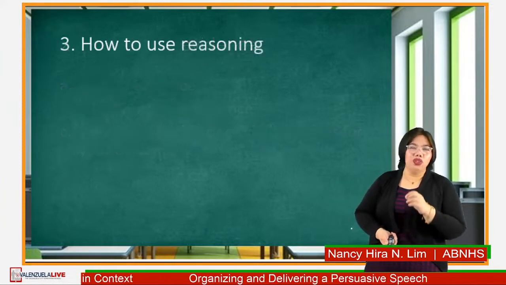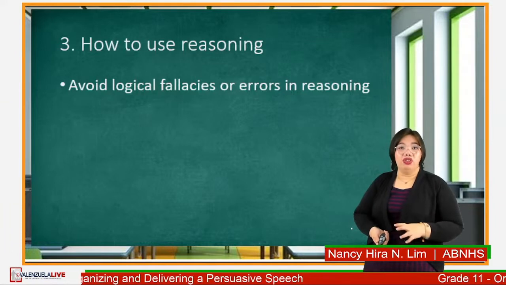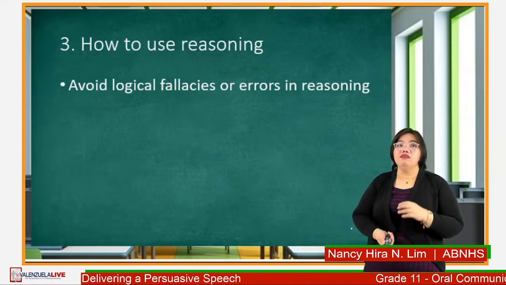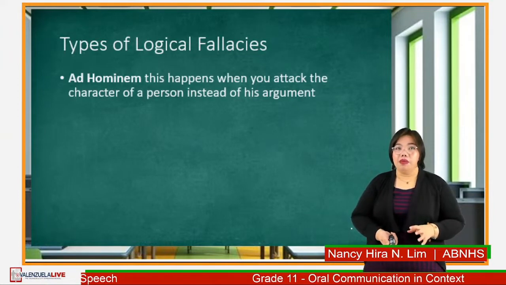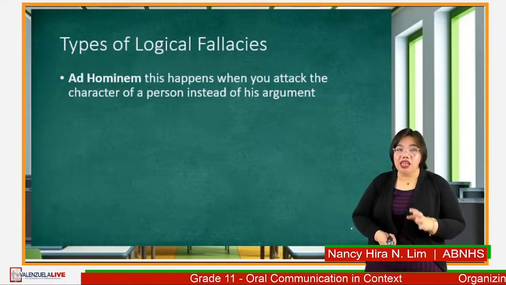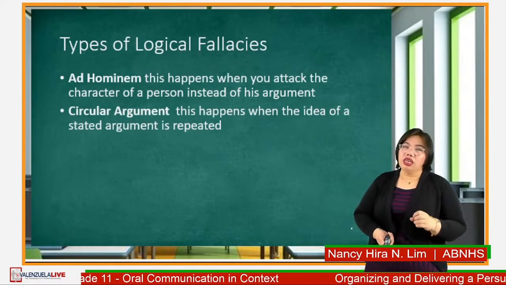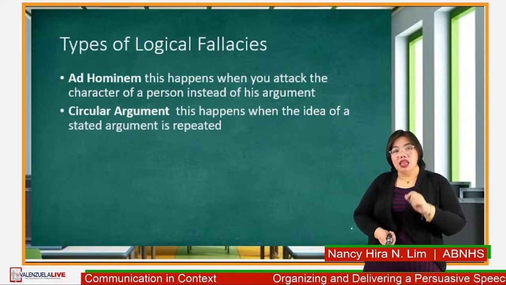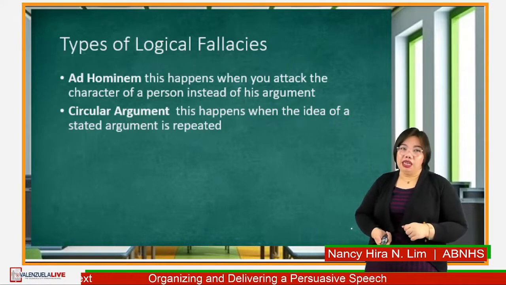Third is how to use reasoning. Avoid logical fallacies or errors in reasoning. So we have different logical fallacies. Number 1 would be ad hominem. This happens when you attack the character of a person instead of his argument. Or the second one is circular argument. This happens when the idea of a stated argument is repeated.